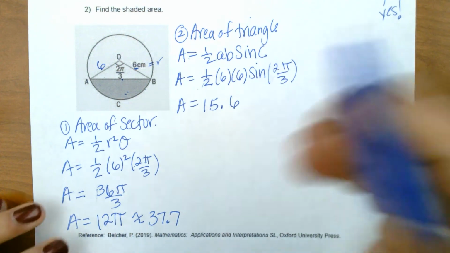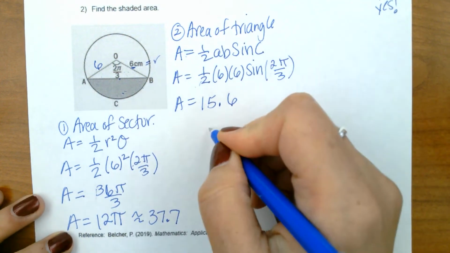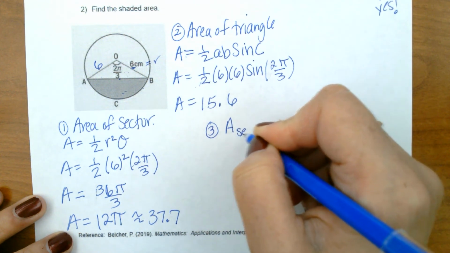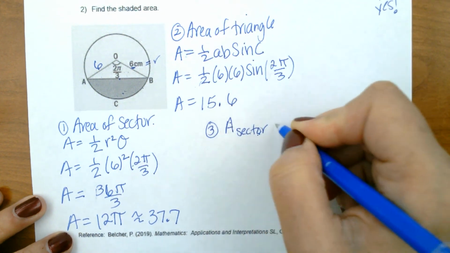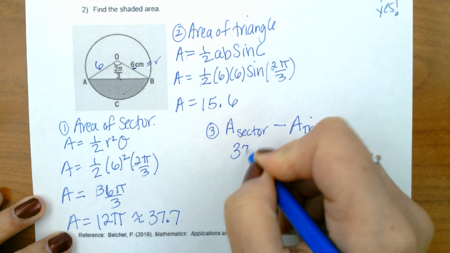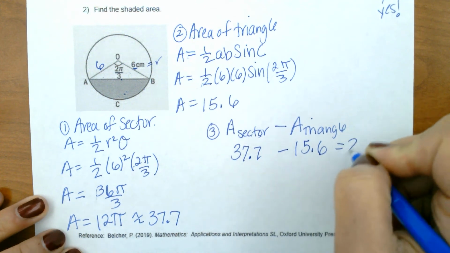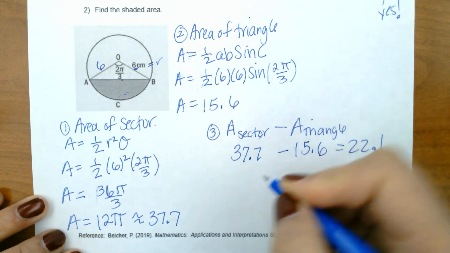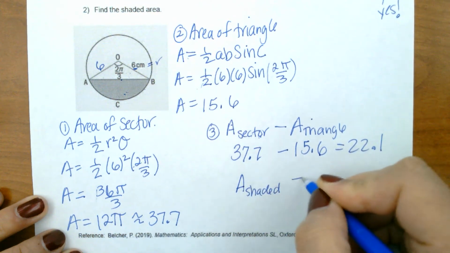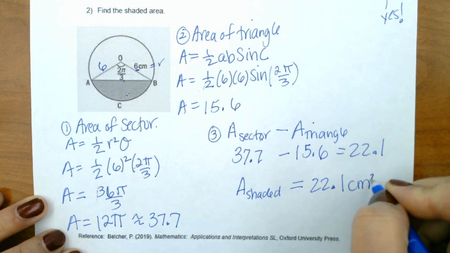Okay, lastly, now that I found this whole entire area and I found the area of the triangle, I could finally find the small area. So number 3 would be taking the area of the sector and subtracting the area of the triangle. So I would take my 37.7 minus my 15.6, and I come out with 22.1. So the area of my shaded region, or you can say segment in there, that's fine, is 22.1 centimeters squared.